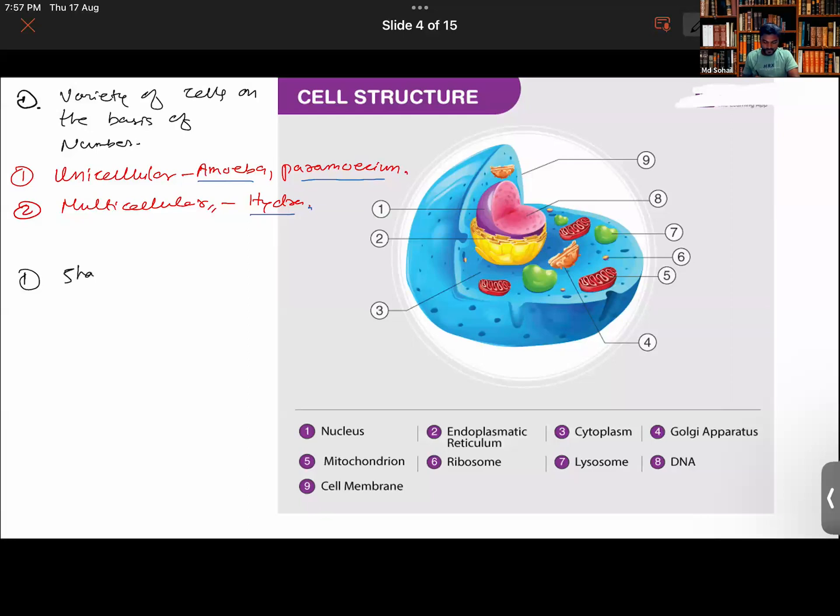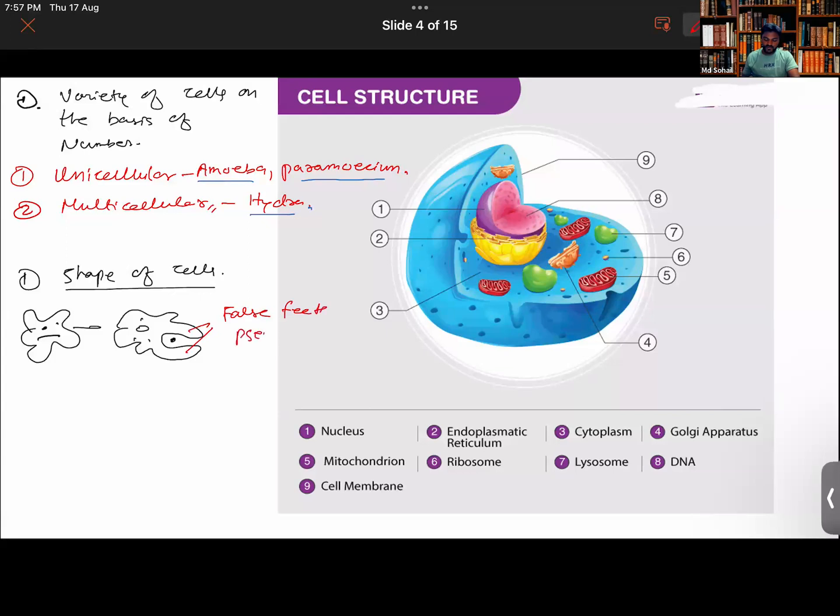So we are talking about the shape of cells, right? We had the example of this amoeba over here. It can actually change its shape if there is a prey nearby. Both of them are the same amoeba, right? So here it has developed false feet, pseudopodia. The projections are pseudopodia here.